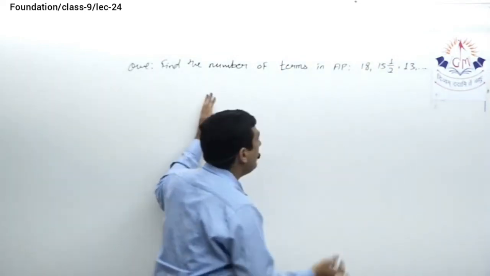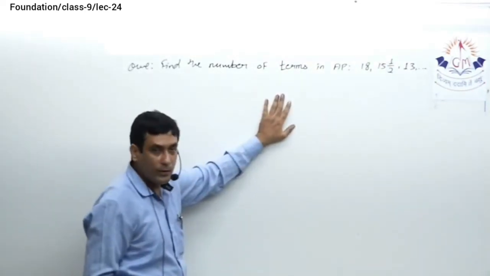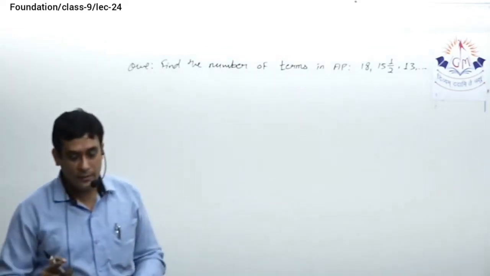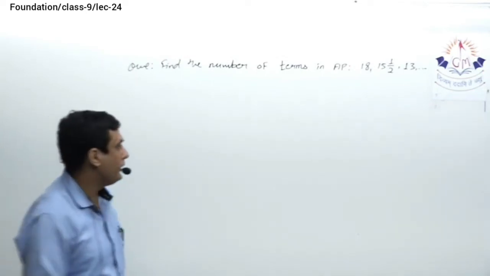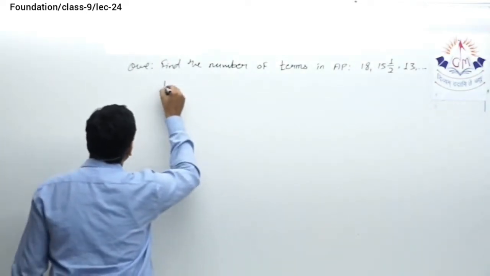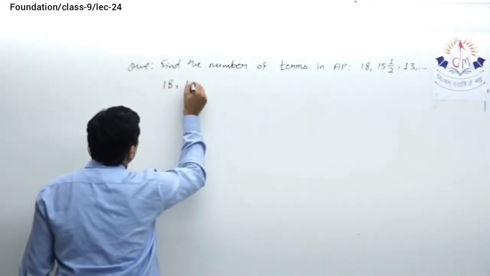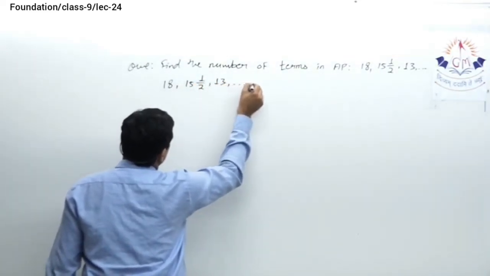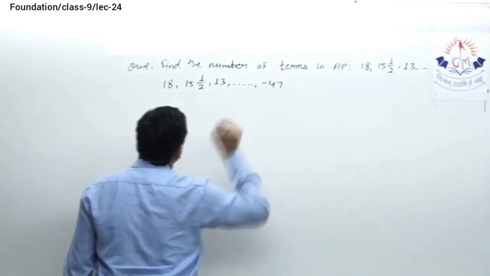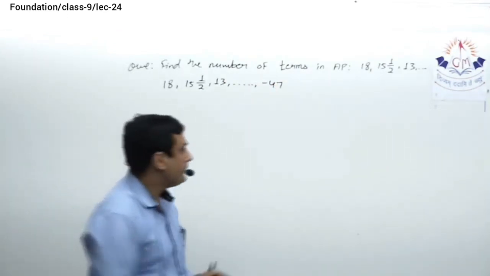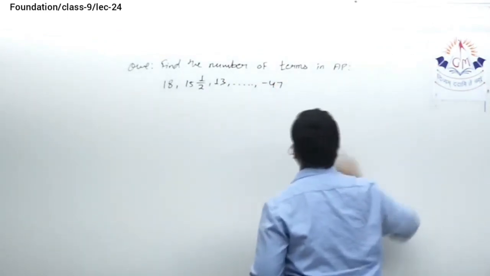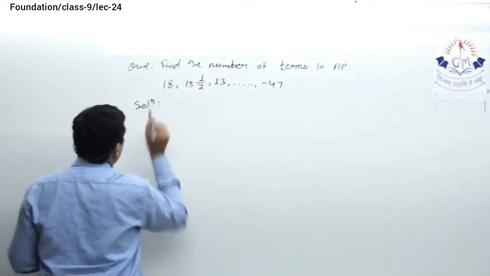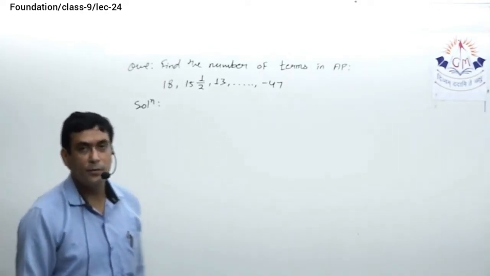For the given AP, it is not possible to find the number of terms unless the last term is given. So here the last term is given, and that is minus 47. The given AP is 18, 15½, 13, up to minus 47. This is the AP given to you, and you have to find the number of terms it contains.